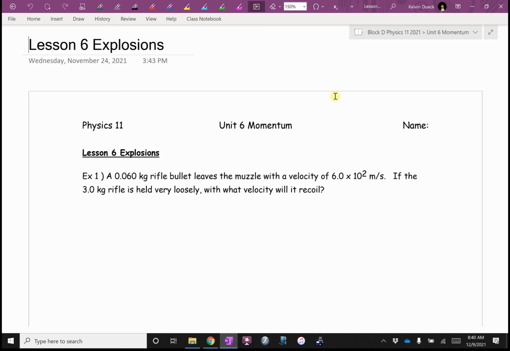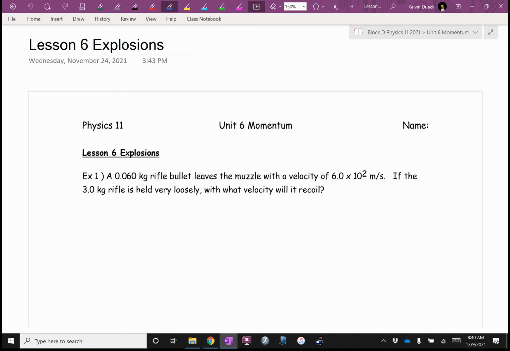Okay, this is a job for conservation of momentum. I have some students ask me, Mr. Duick, how do I know when it's impulse? How do I know when it's conservation of momentum? If there's 2 different objects, it's probably going to be conservation of momentum, unless the question blatantly says, find the impulse of the first object.